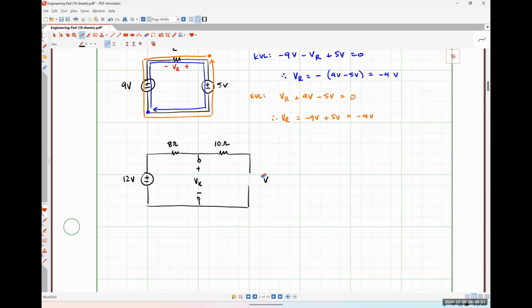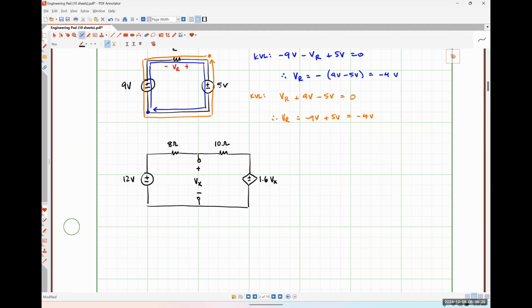Actually, let me erase something. Let me make this harder. Let's put a dependent source in here. And let's make this 1.6 Vx. So the voltage that is supplied by that source on the right is dependent on the voltage seen between those two terminals in the middle of our circuit.